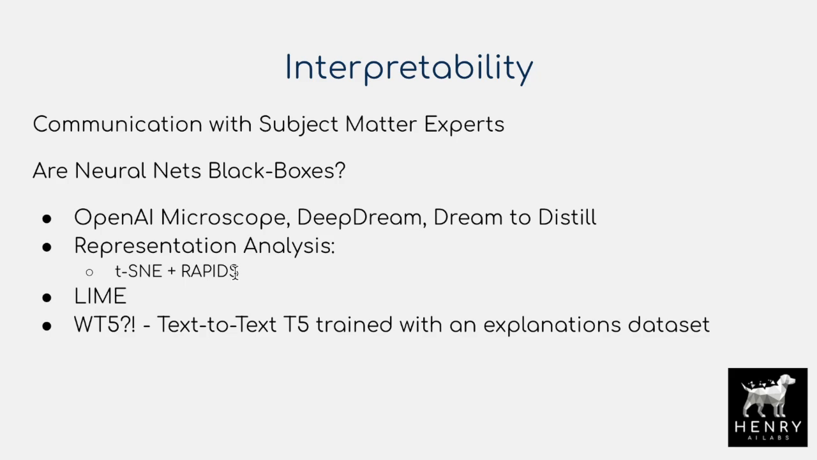Then we've seen papers like LIME, which we'll cover in more detail next, just a quick overview of it. We're trying to look at the features, a similar idea as this, but this is more about images and generating images that maximally activate neurons or convolutional filters. LIME is generally a framework for finding out what features cause a prediction. And then WT5 is about training the text-to-text transfer transformer with an explanations dataset.